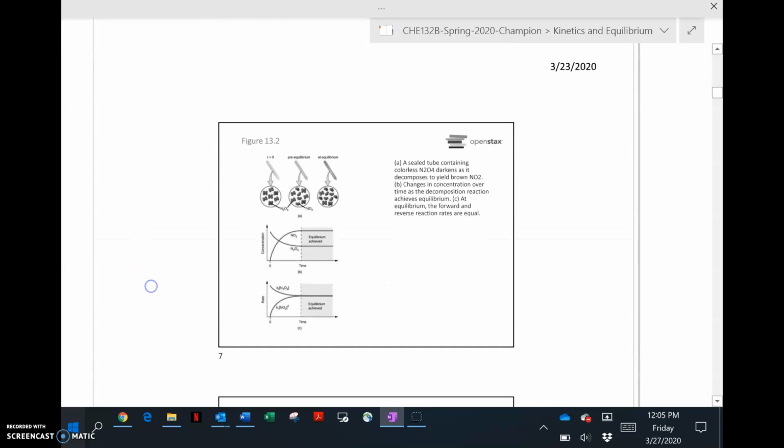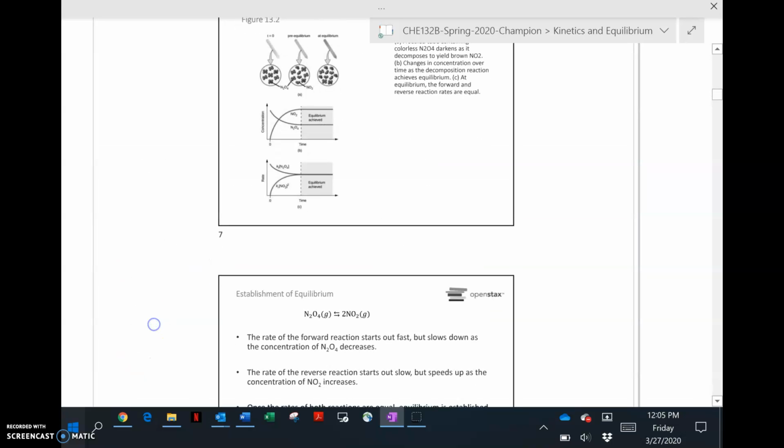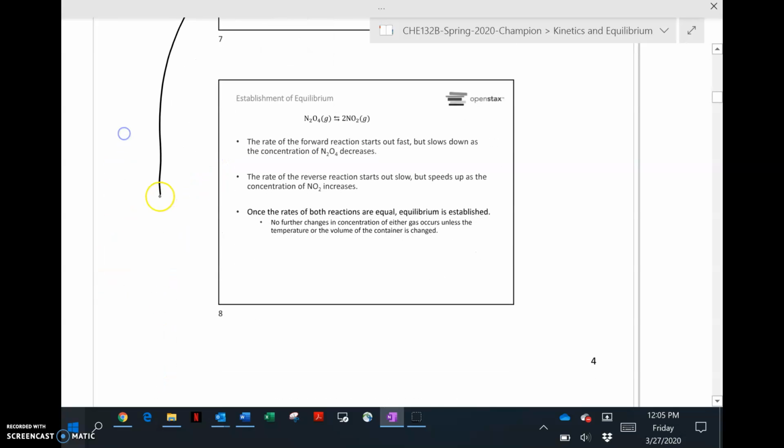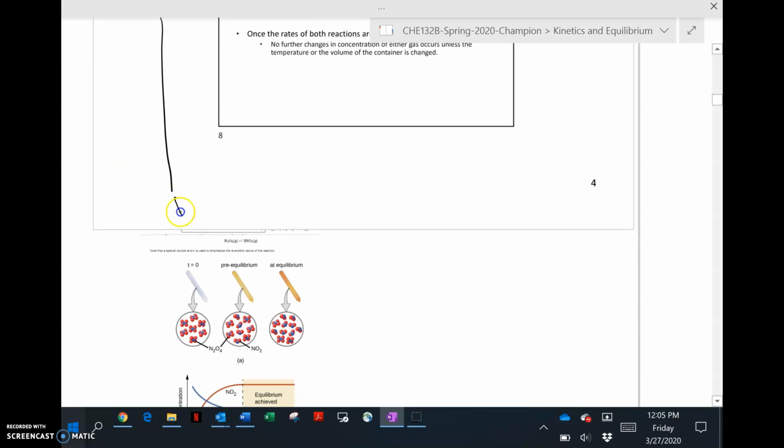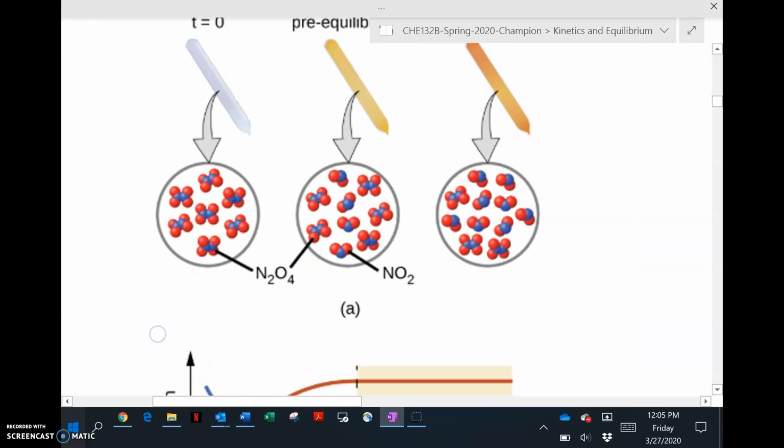So here is an image from the book, and I've copied this image down here, so you have the color version of what's in slide 7 down below. We start off, and you see it initially when time is equal to 0. At the start, we've got pure N2O4, and if you look at those closely, you've got 2 blue nitrogens and 4 red oxygens there.